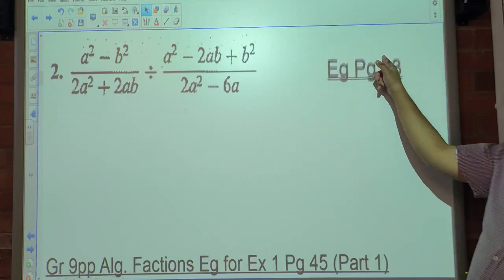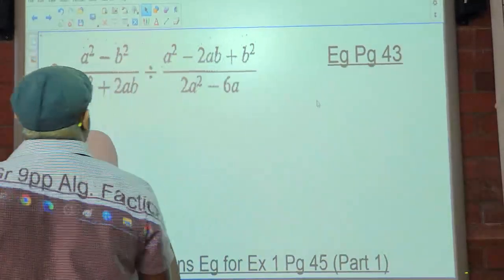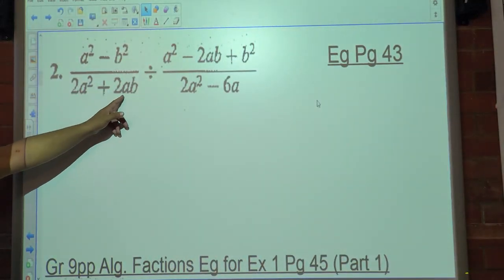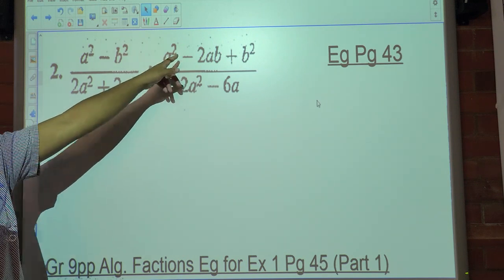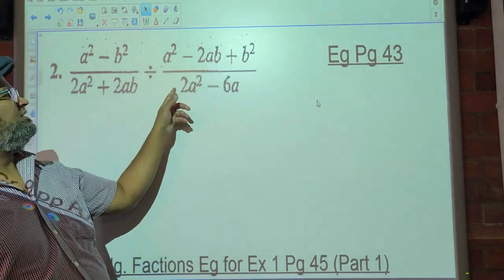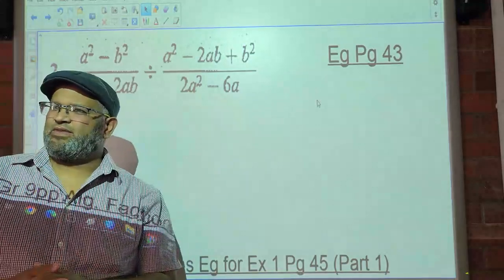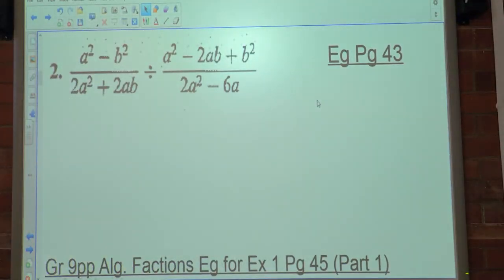Okay. The sum reads (a squared minus b squared) over (2a squared plus 2ab) divided by (a squared minus 2ab plus b squared) over (2a squared minus 6a). So what is our first thing we need to do? Factorizing. And what did the statement say with regards to division? Go back to your note, what did it say? Change it to multiplication, and take its inverse, which is the reciprocal.